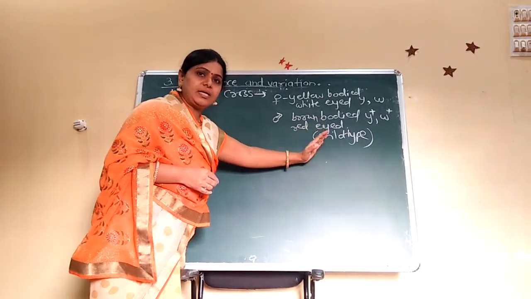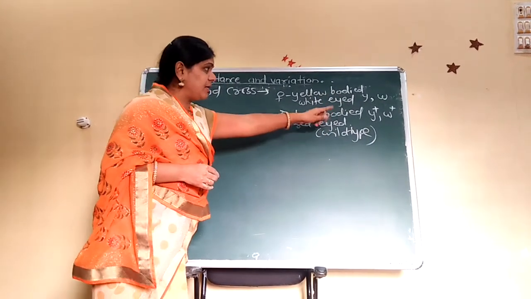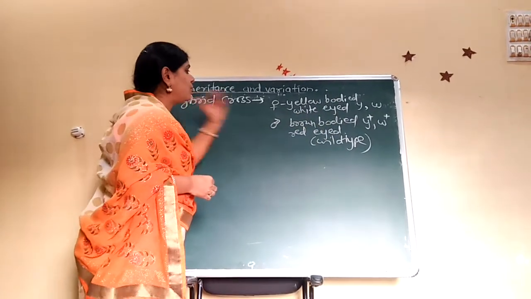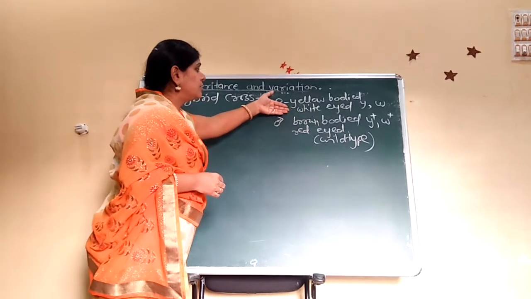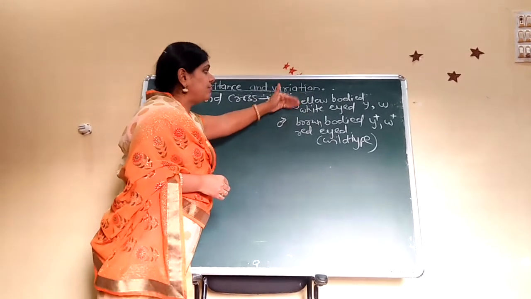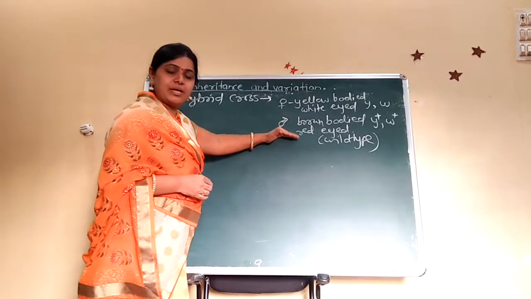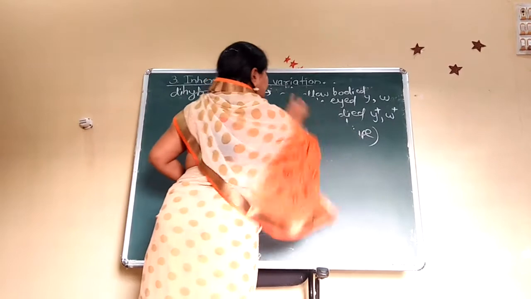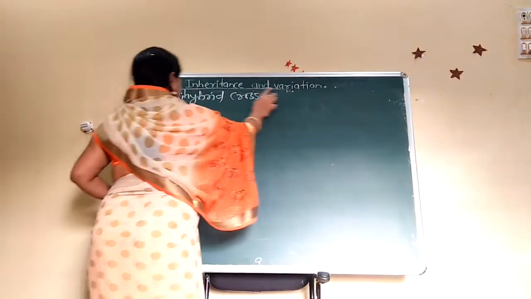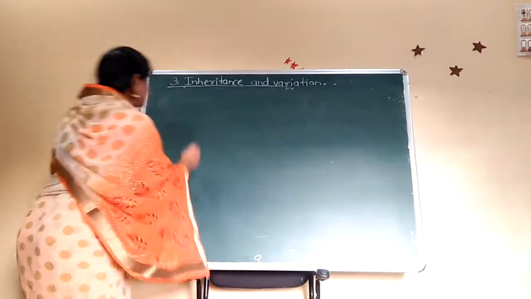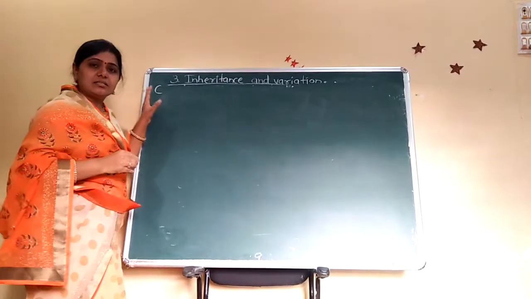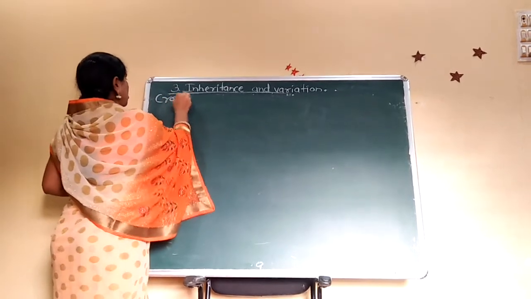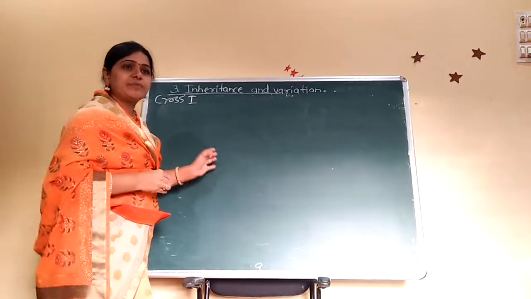Here plus is used instead of a capital letter. The male is brown bodied and red eyed, and the recessive is yellow bodied and white eyed. This is the female and this is the male. When they are crossed with each other, Morgan named this cross first.